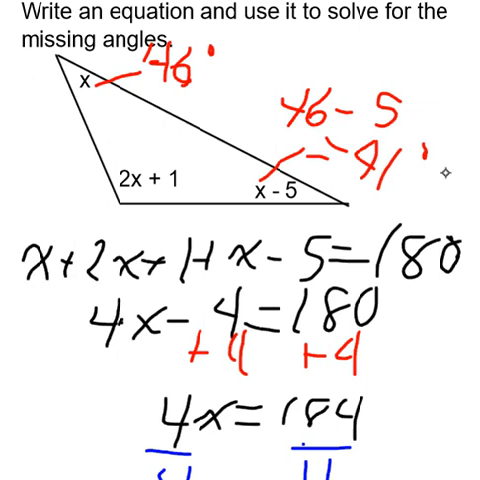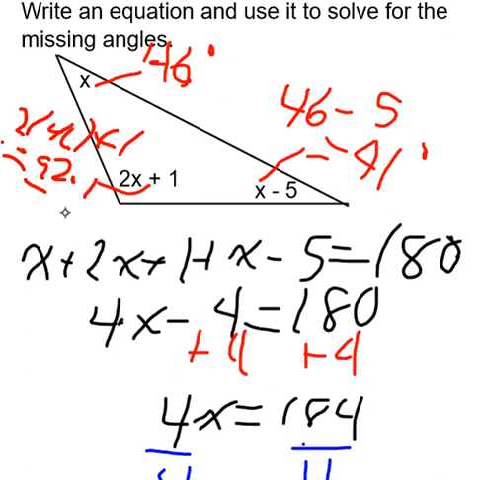By the way, they're not always going to be drawn to scale. I try my best, but they're not always going to be perfect. And then this one is 2 times 46 plus 1. So 2 times 46 is 92, plus 1 is 93 degrees. So now I can say that my angles are 46, 41, and 93. I could check my answer by adding them up, seeing if they equal 180.